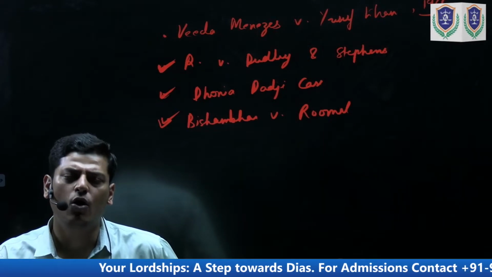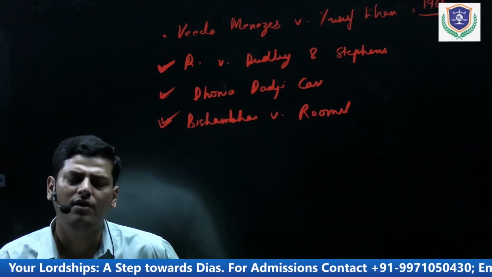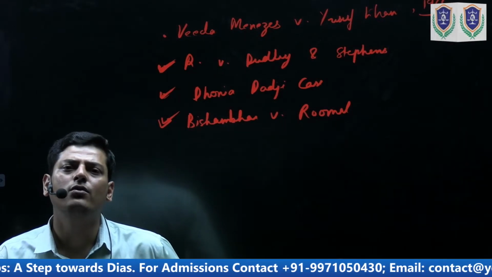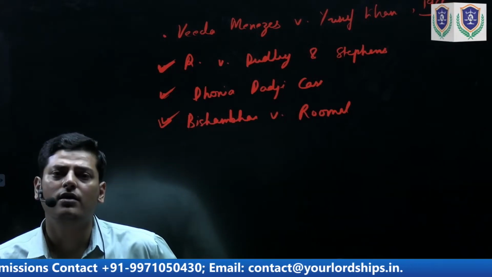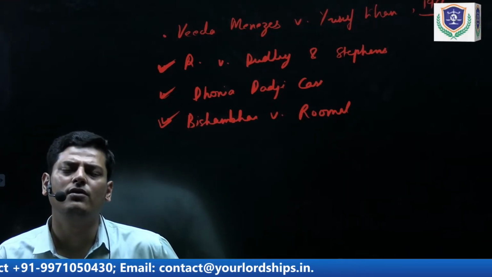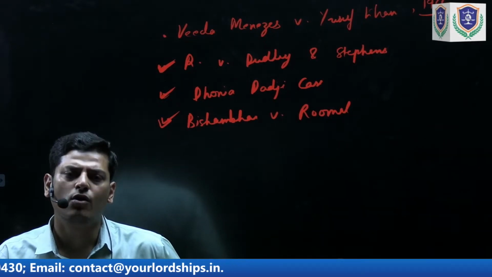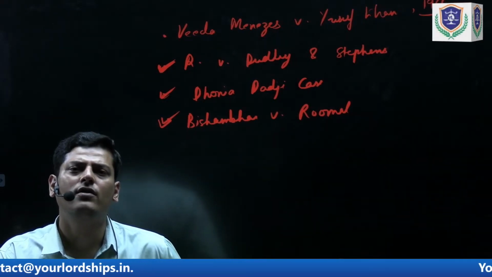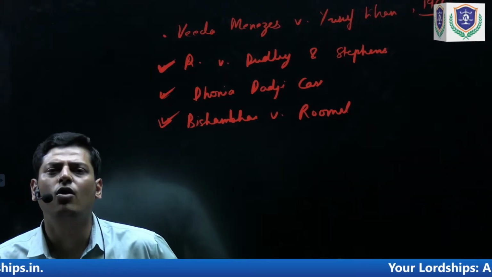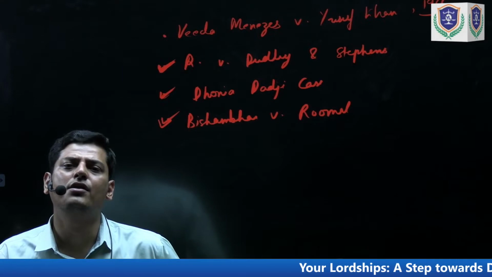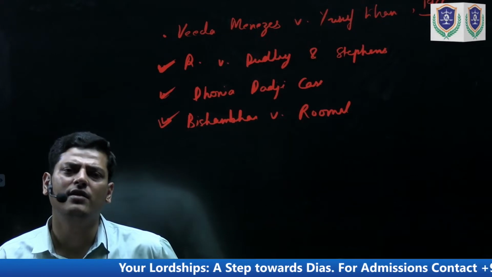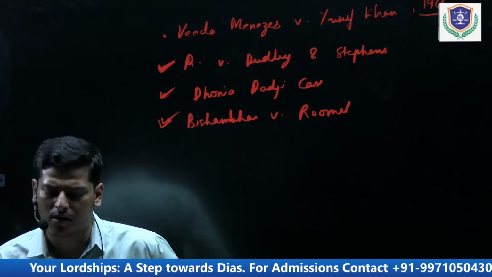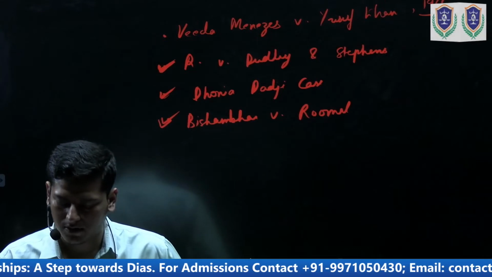The members of the panchayat who had ordered this punishment were allowed the defense of necessity because, keeping in view the sentiments prevailing in the circumstances, it was considered that this kind of punishment or treatment was offered keeping in view the interest of the accused himself. Had it not been there, there would have been other serious consequences that might have occurred. So Bishambar versus Rumal, Dhunia Daji case, R versus Dudley and Stephens, these are some of the important cases which deal with the defense of necessity.